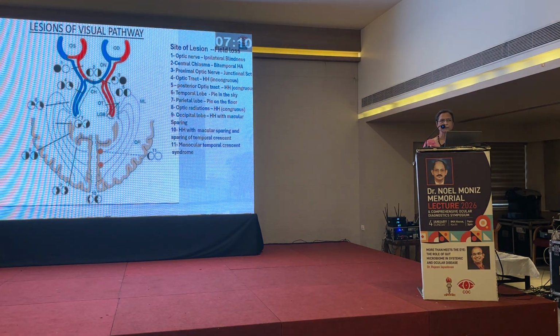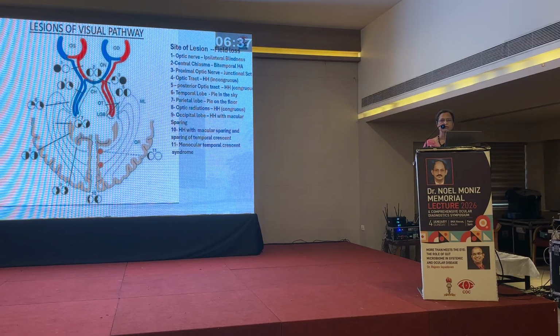This is a diagram which all of us are quite familiar with. Here I will just not waste too much time on this. I'll just go on to say pre-chiasmatic lesions we just spoke about. Chiasmatic problems usually are looking at temporal field defects, bitemporal, or in some way or the other the temporal field is involved. Retrochiasmatic defects, we are looking at homonymous defects which may be congruous or incongruous depending upon where the lesion is.